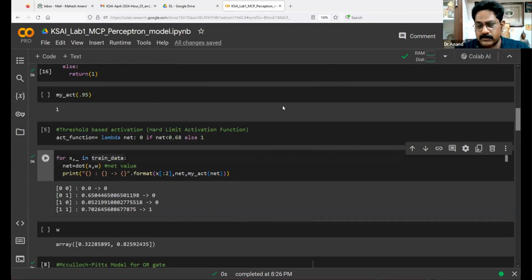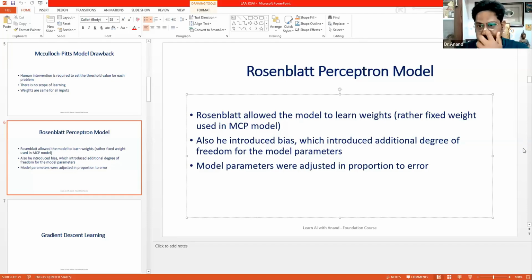Now we are going to see what Rosenblatt has proposed. As I mentioned, Rosenblatt has proposed a learning rule. To understand the learning rule, we have to visit our gradient descent.